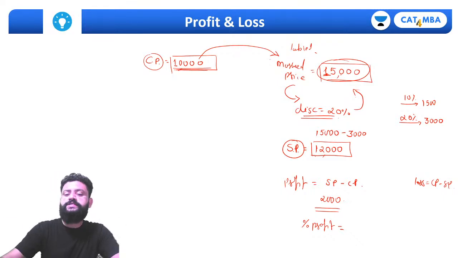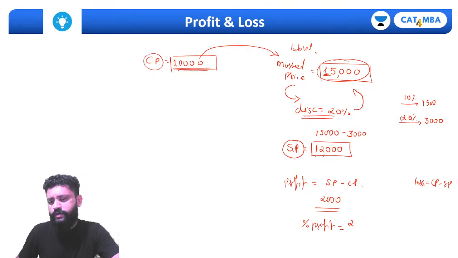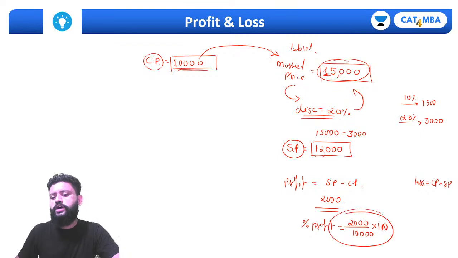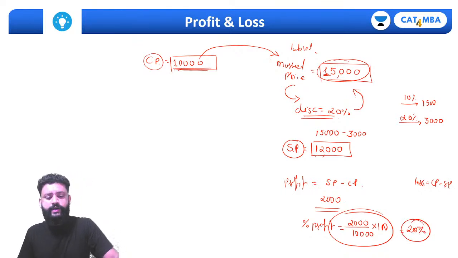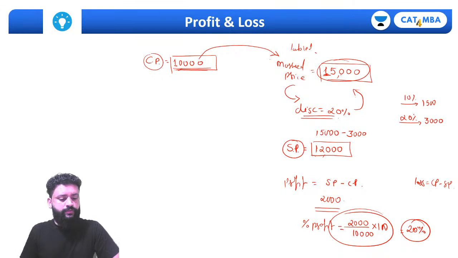That's why percentage profit here is 2,000 rupees profit compared to 10,000. 2,000 compared to 10,000 comes out to be, with all this calculation, definitely 20%. It's a straightforward calculation. Okay, so this is how we can calculate the percentage profit or percentage loss. Hopefully all of you understood the basic terminologies of profit and loss.